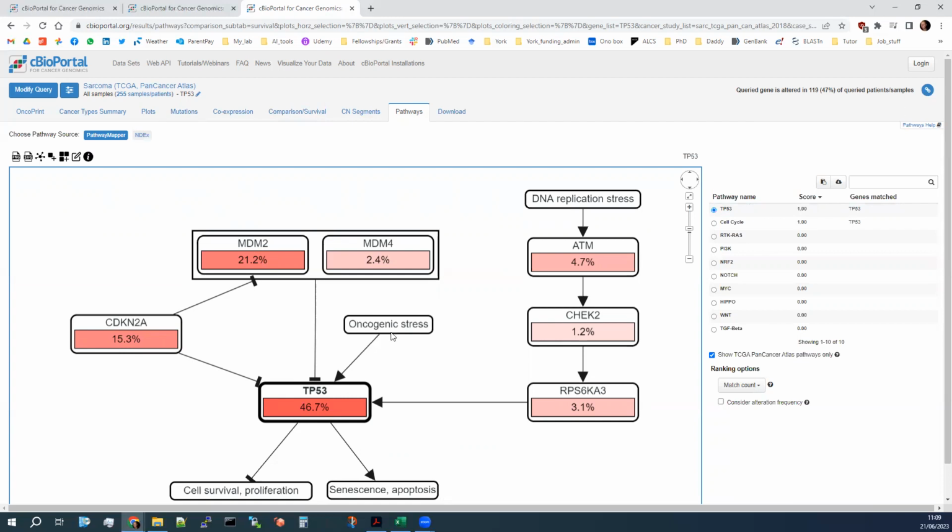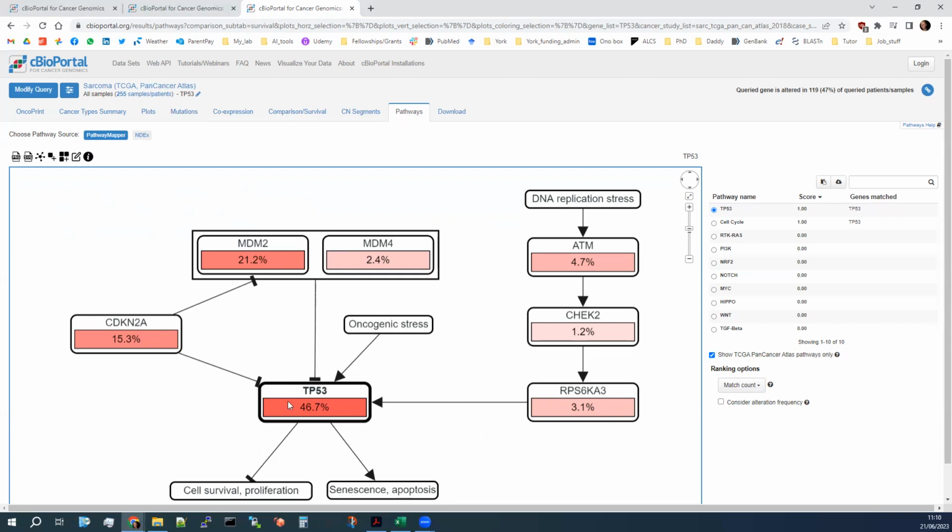Now what these arrows mean: if an arrow goes from one gene to another, it means that in this case, RPS6KA3, nice catchy name, is promoting the activity of P53, whereas an arrow that ends in a single black bar means that it's inhibiting the effect of P53. So that's interesting. MDM2 and CDKN2A both inhibit P53.